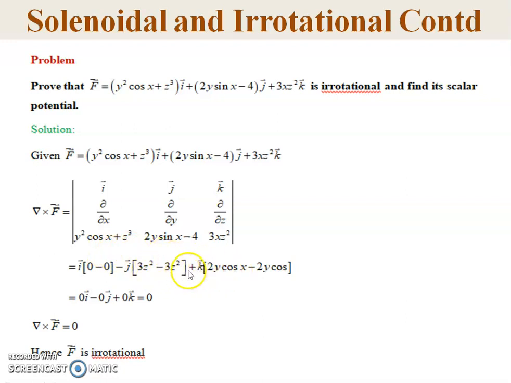Plus k vector into, differentiate with respect to x, 2y sin x becomes 2y cos x. Differentiating y² cos x with respect to y gives 2y cos x. Now 0 minus 0 is 0, this is also 0, and these cancel each other. So the result is 0. So del cross f vector equals 0, that means f vector is irrotational.